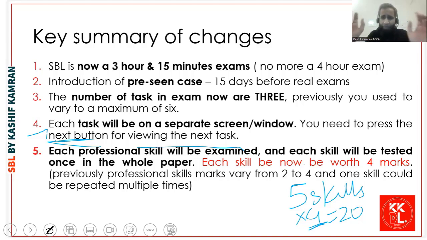Okay, great. So 20 professional marks prior to September 23 and post September 23 has not changed. But the way those 20 professional marks used to be structured has changed. So things have become more systematic now, that every skill will be tested and every skill will be worth 4 marks. But the proportion of 20 professional marks has not changed in the paper.